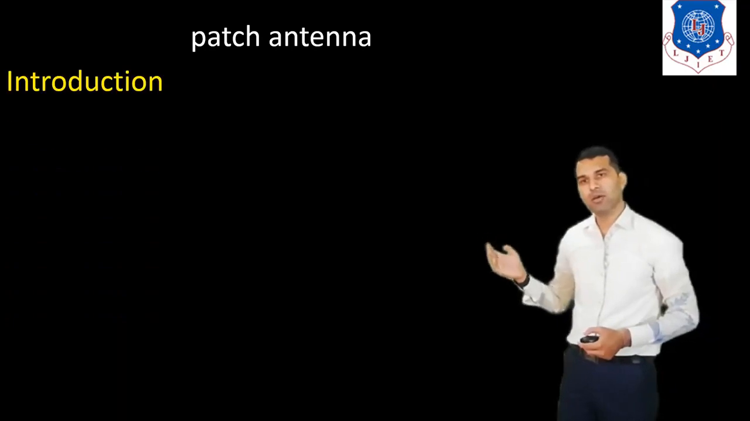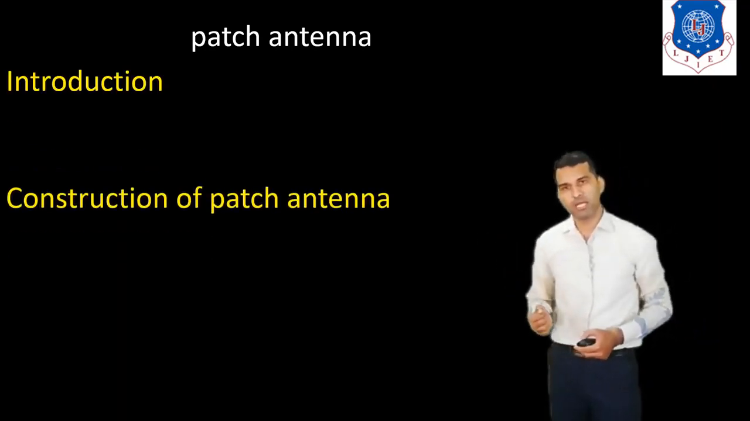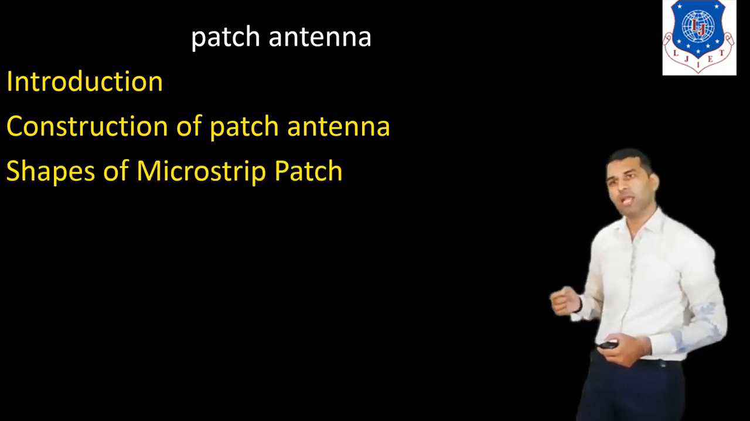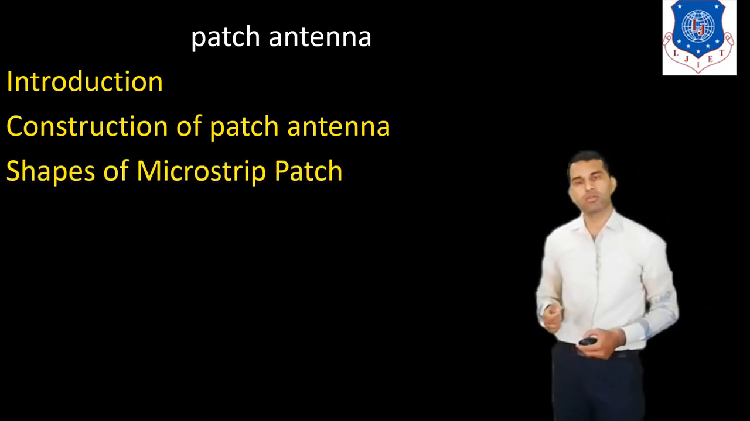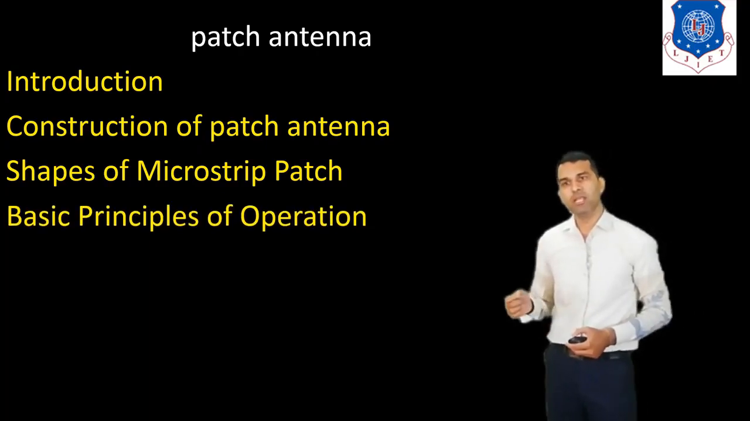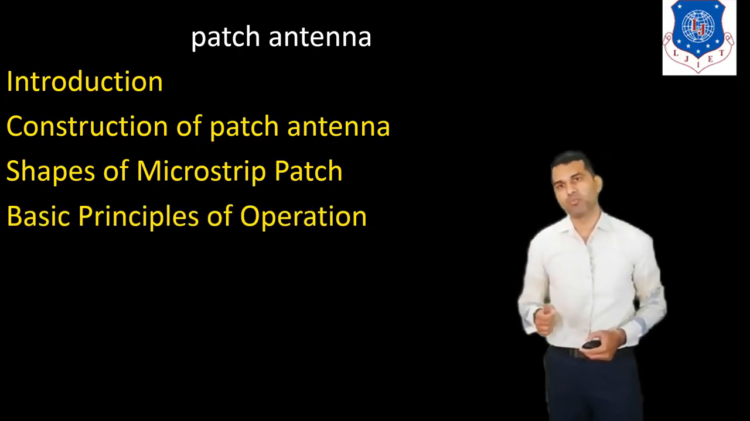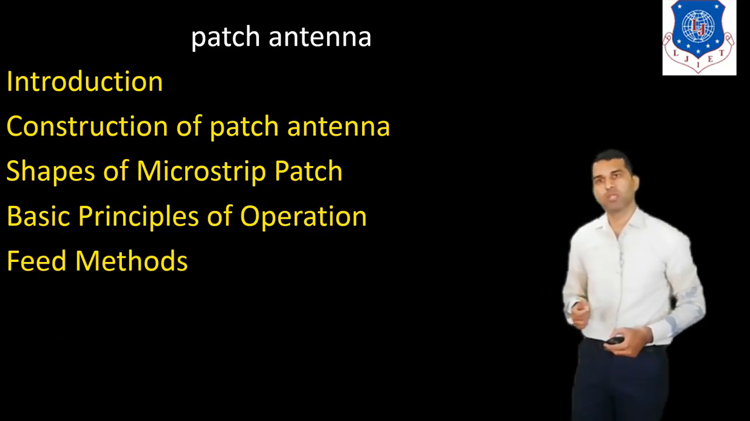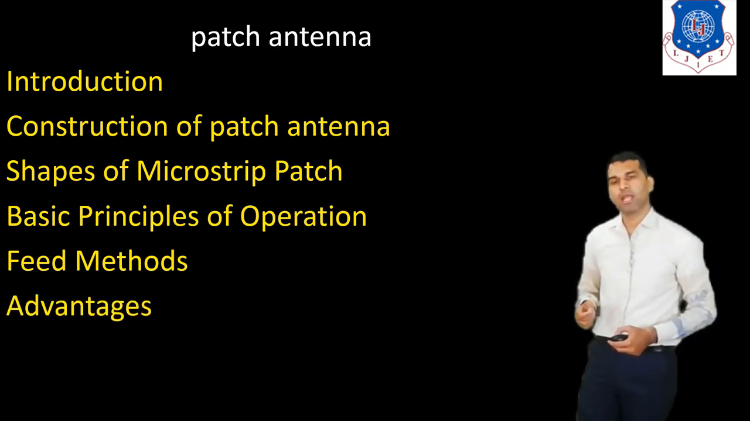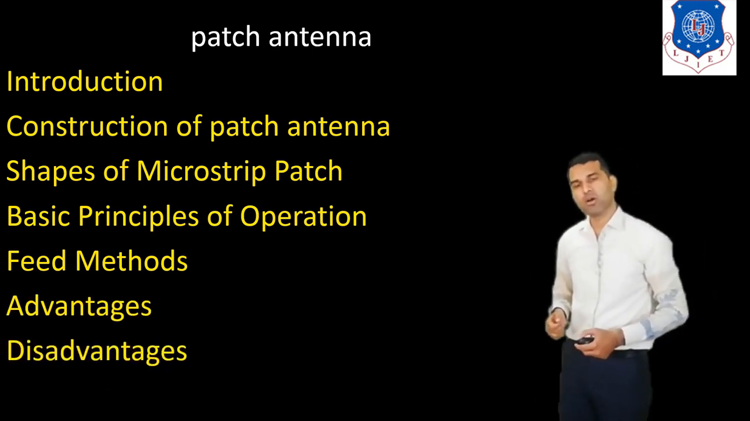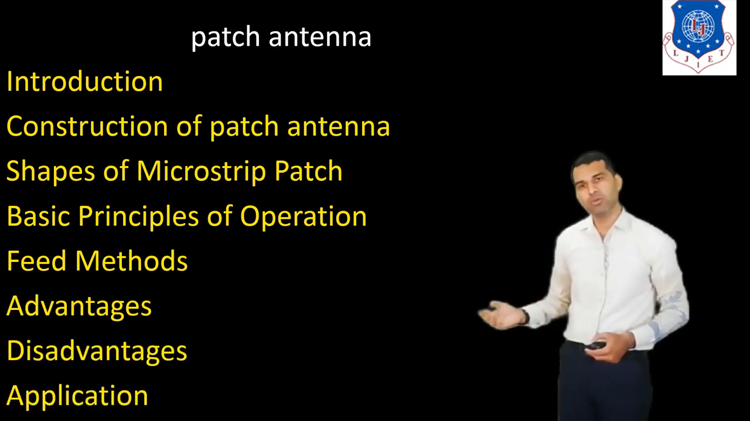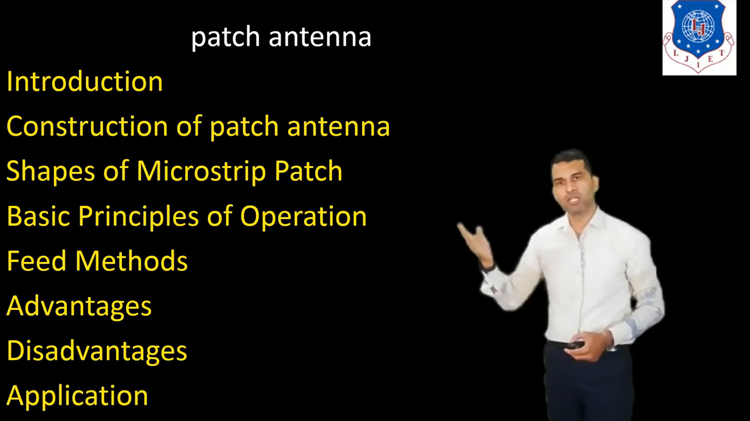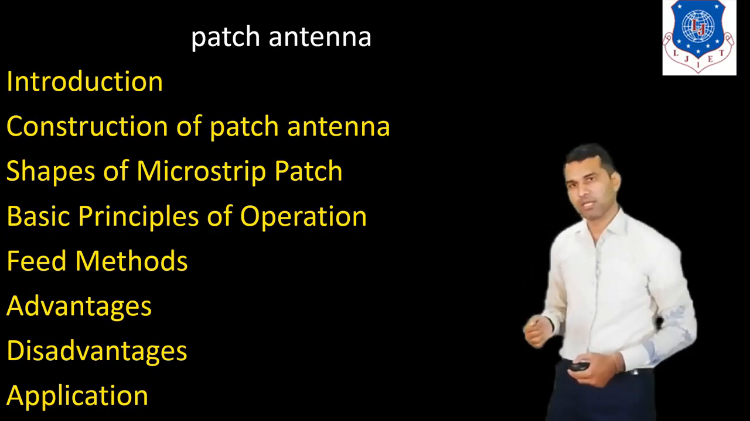In the patch antenna, we study first the introduction of the patch antenna. Then we discuss the construction of the patch antenna, then the shape of the microstrip patch, then the basic principle of operation of the patch antenna, then the feed methods, then the advantages and disadvantages, and last some applications of this patch antenna. So we start with the introduction of the patch antenna.